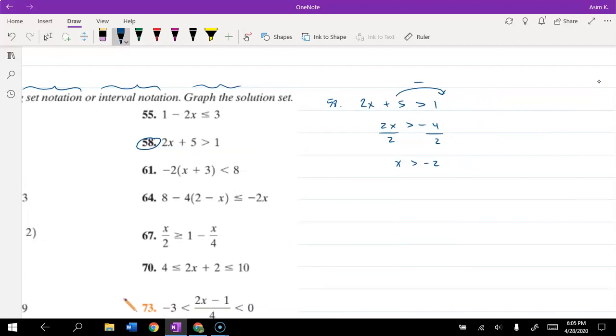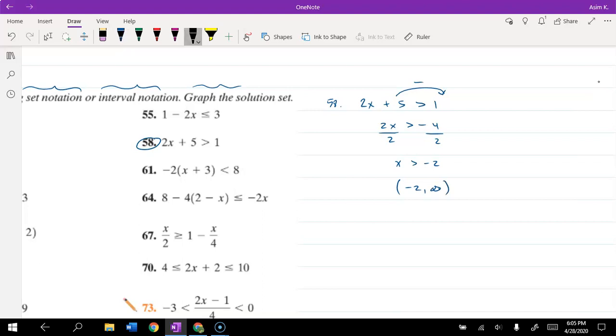In interval notation, that same exact fact can be written as negative 2 on the side right here, like this, and then infinity on the right side, and that's got a parenthesis. So this is called the interval notation, right?